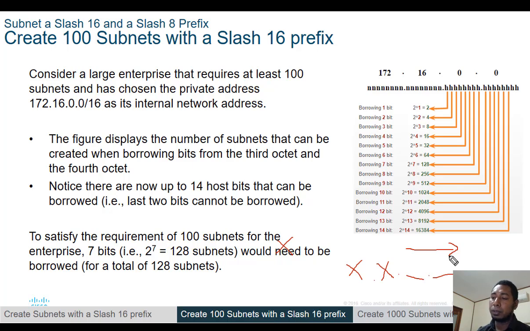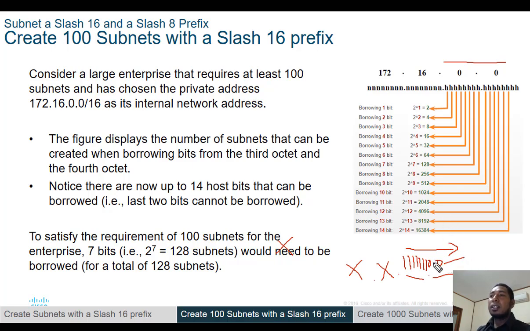If I go 2 to the power 6, that will be less than that. So 2 to the power 7, 128 subnets. I only need 100 subnets. The 28 can be extra subnets that can be there. So that means I'm now going to borrow 7 bits. So we start borrowing bits from this third octet onwards. So we go 1, 2, 3, 4, 5, 6, 7. And then the last bit will be a 0. And then the rest of this will be all 0, all 8 of them.